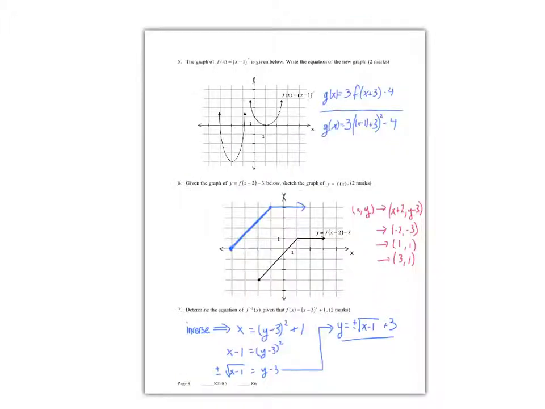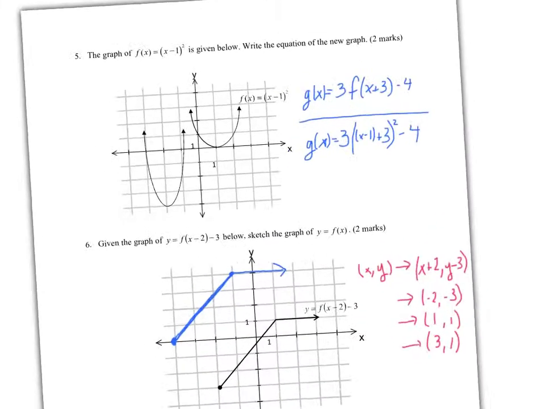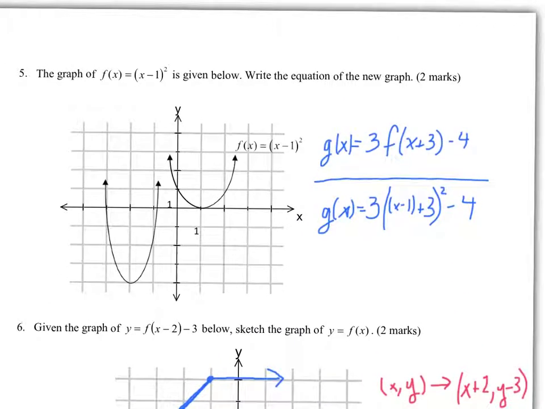Okay, next page, final page. Here are 2 possible answers, and I'm going to have to give you some justification. So how did I get to these things? Well, I'm just going to look at the first answer, and the second answer just flows from that. g(x) is equal to 3f(x + 3) - 4.